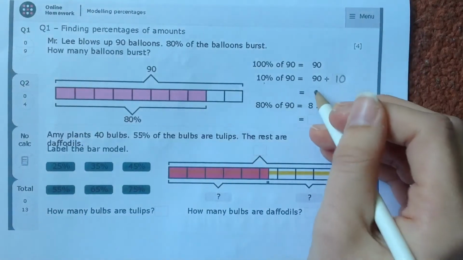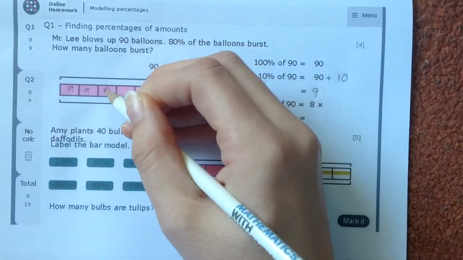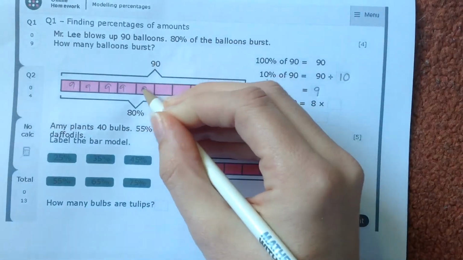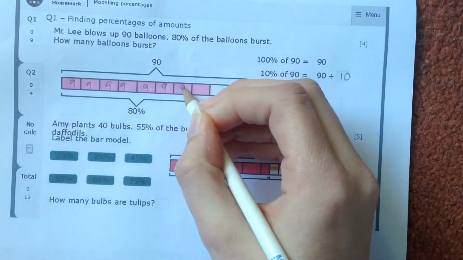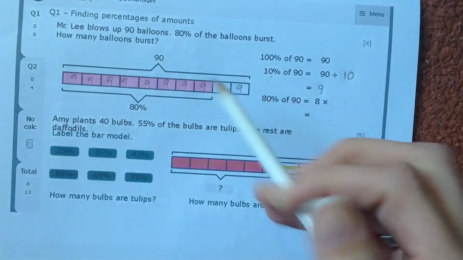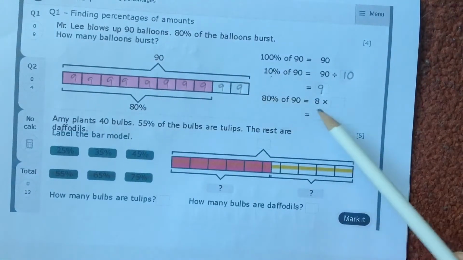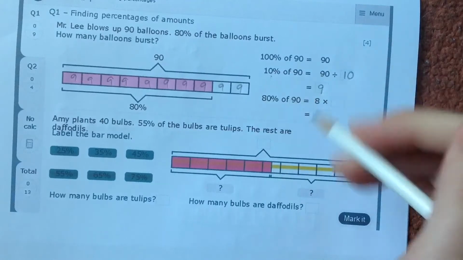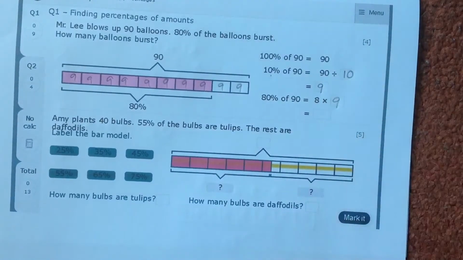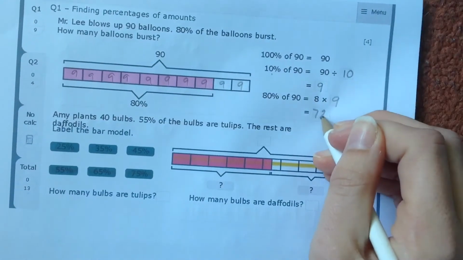90 divided by 10 gives me 9. That tells me that each piece in that bar is worth 9. Apologise for the terrible handwriting. How many of those pieces do I want? Well, I want 80%. Remember, each of those pieces is worth 10%. So if I want 80%, I want 8 of them. 8 times 9. Okay. 8 times 9 is 72. That's how I would do that question.